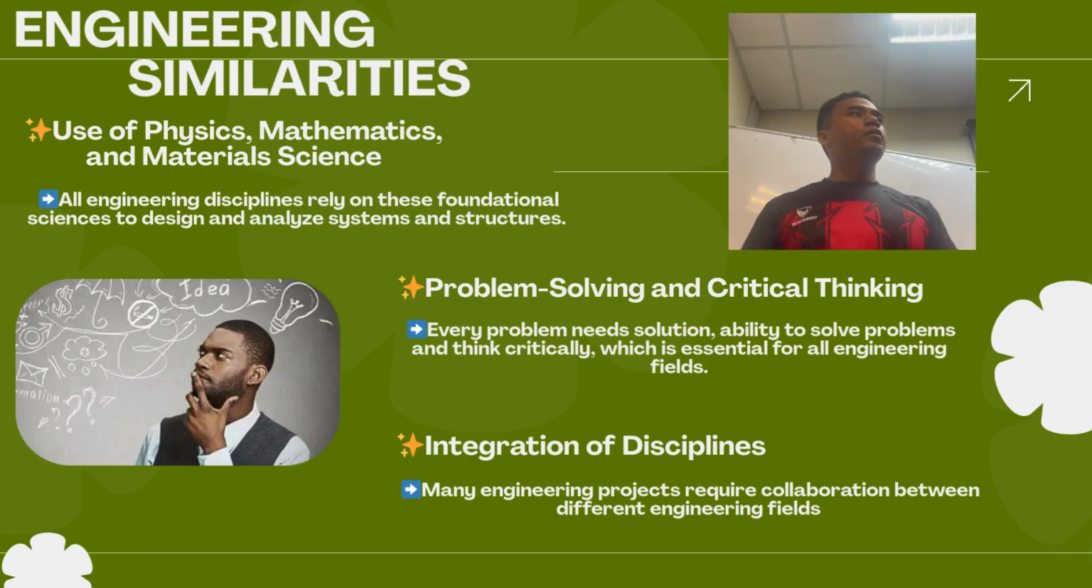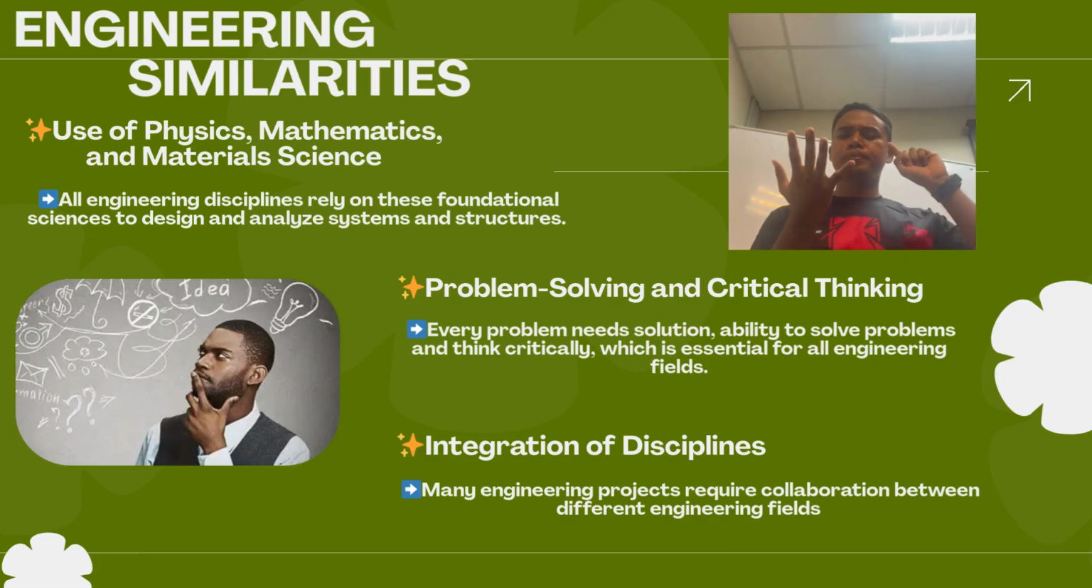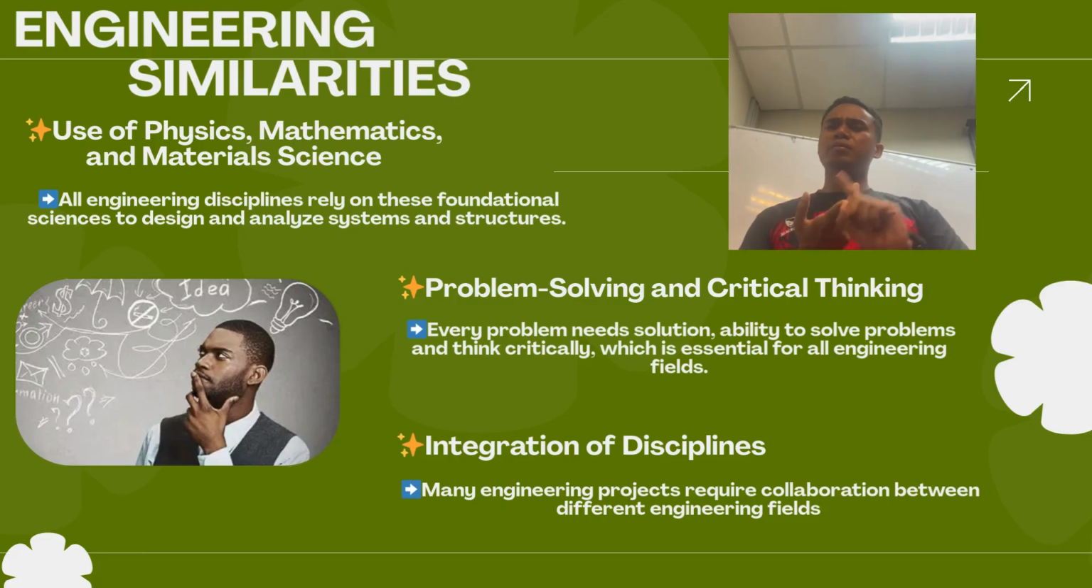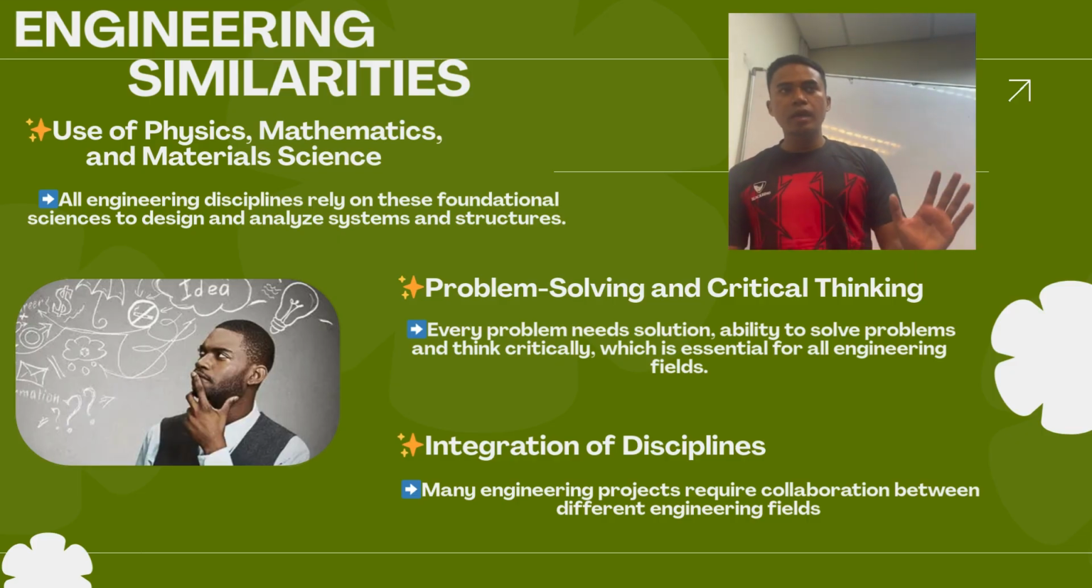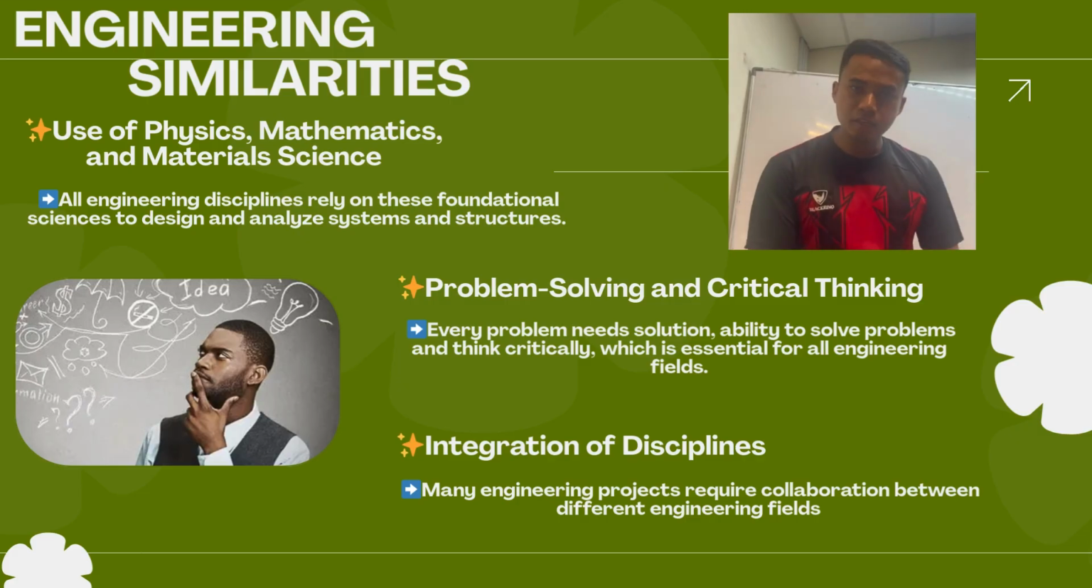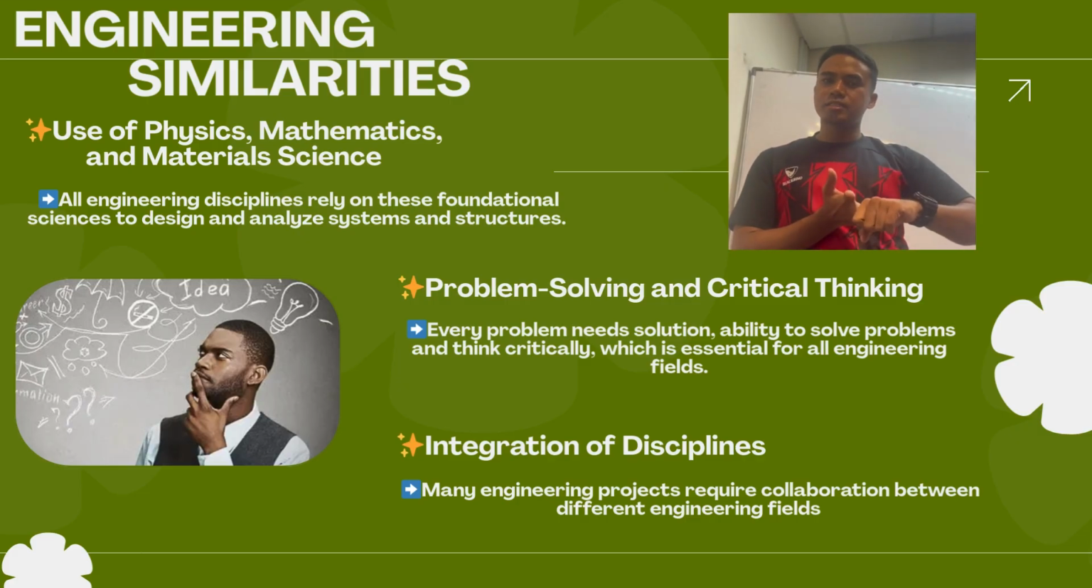We're going to talk about similarities between all engineerings. We can say mechanical engineering, electrical engineering, chemical engineering, industrial engineering also. Despite all of these names, they have a lot of similarities. For example, firstly, they use mathematics, physics, and science.